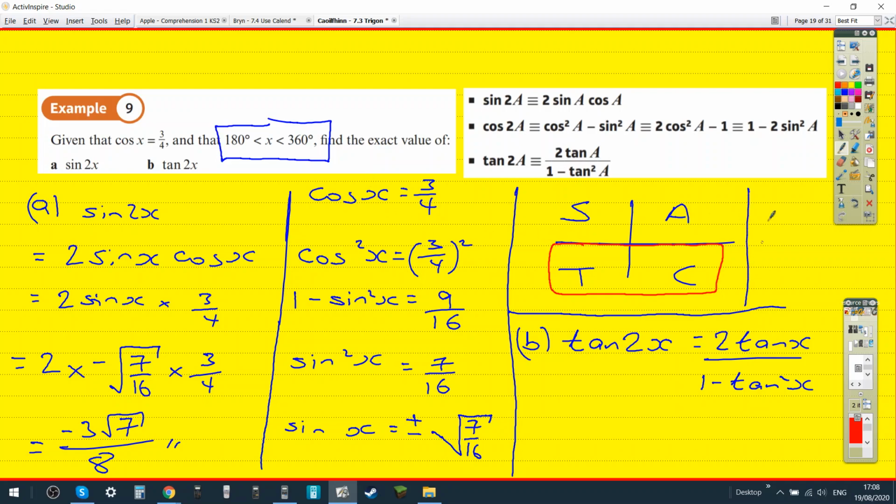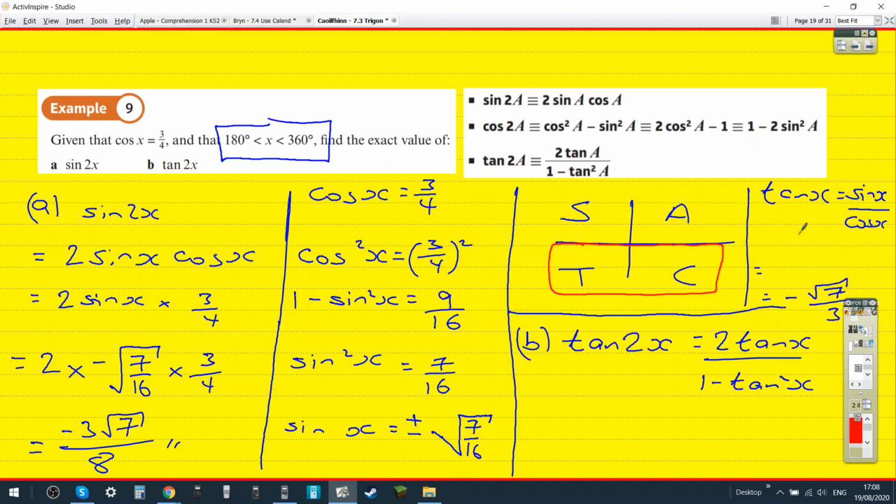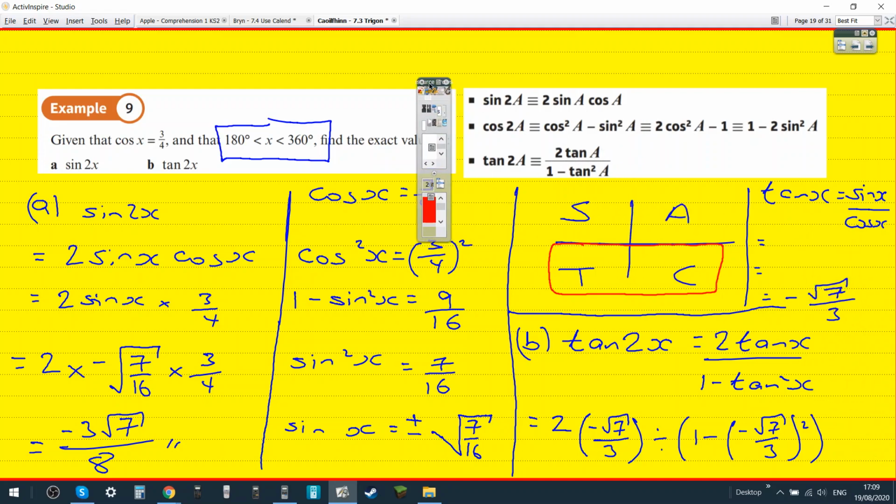So minus root 7 over 16 divided by 3 over 4. And I got minus root 7 over 3. Then we sub that into the formula. So 2 tan, minus root 7 over 3, and then 1 minus tan, minus root 7 over 3 squared. Sounds good.